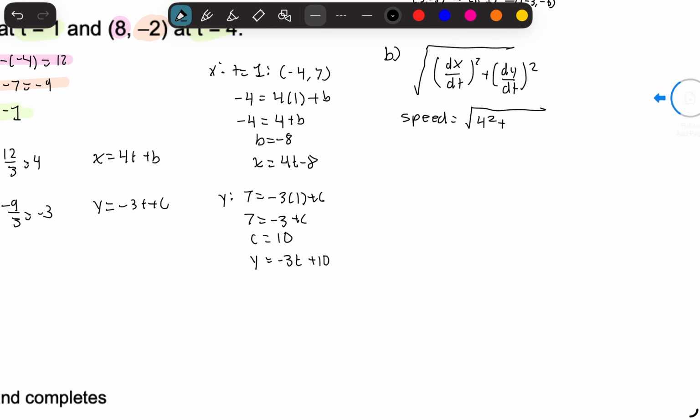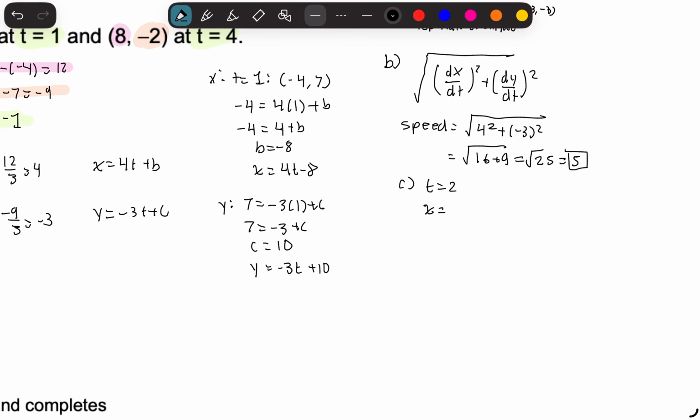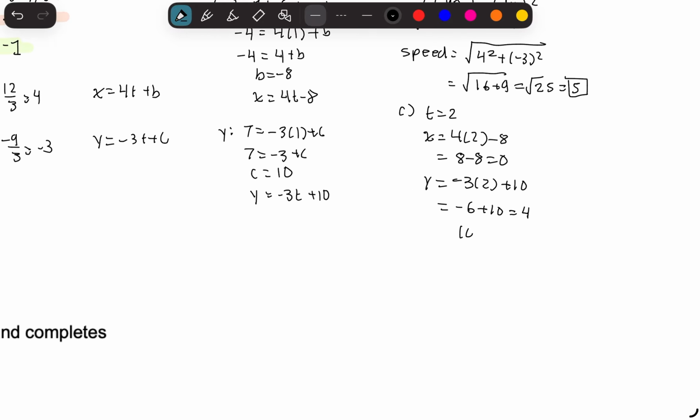Now, what about the position at t equal to 2? And what time the particle crosses the y-axis? So for C, you're going to set t is equal to 2, and you just plug in to get your x and y. 8 minus 8 is equal to 0, and y is equal to negative 3 times 2 plus 10, that's equal to negative 6 plus 10. That's equal to 4. And that's going to be 0, 4.